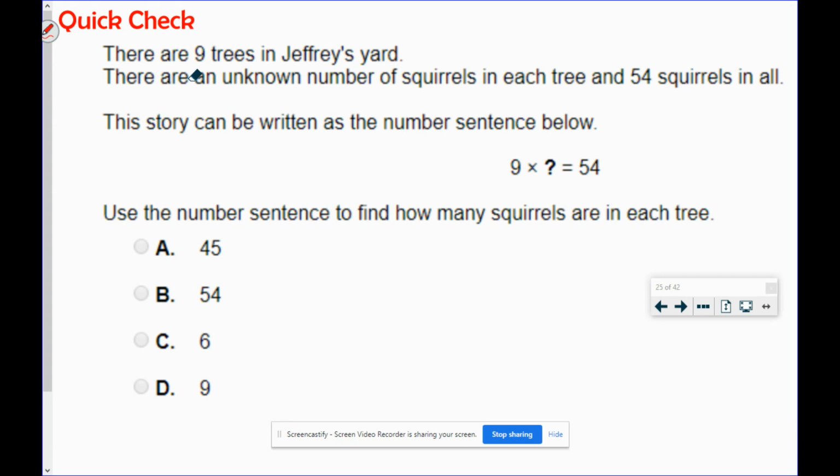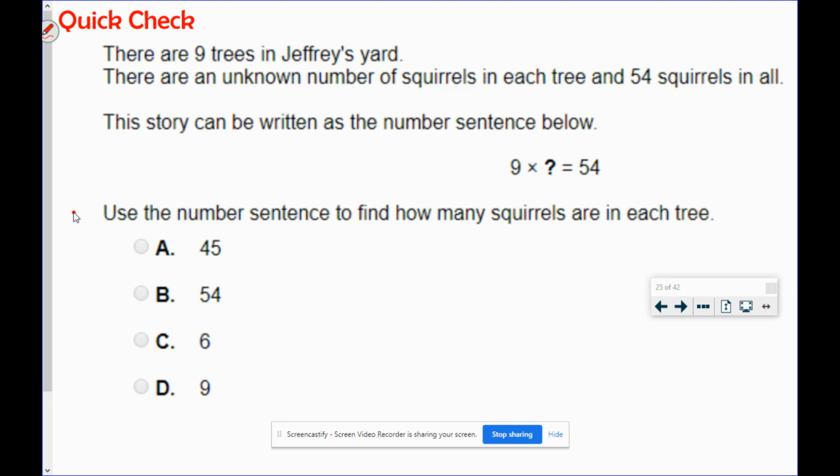There are 9 trees in Jeffrey's yard. There are an unknown number of squirrels in each tree and 54 squirrels in all. This story can be written as the number sentence 9 times what number equals 54? Use the number sentence to find how many squirrels are in each tree.